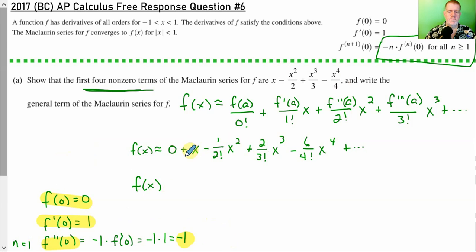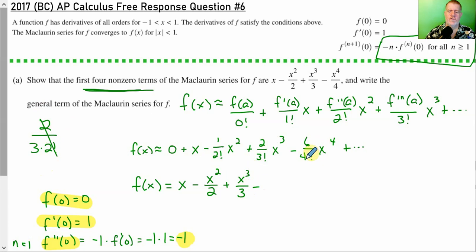All right, our first term is 0, so that's not going to count at all. So we're going to have x minus, 2 factorial is 2, so it'll be x squared over 2, plus, all right, what is 2 over 3 factorial? And remember, 3 factorial is simply 3 times 2 factorial. Well, these will cancel out. 2 factorial is just 2. So we'll have x cubed over 3.